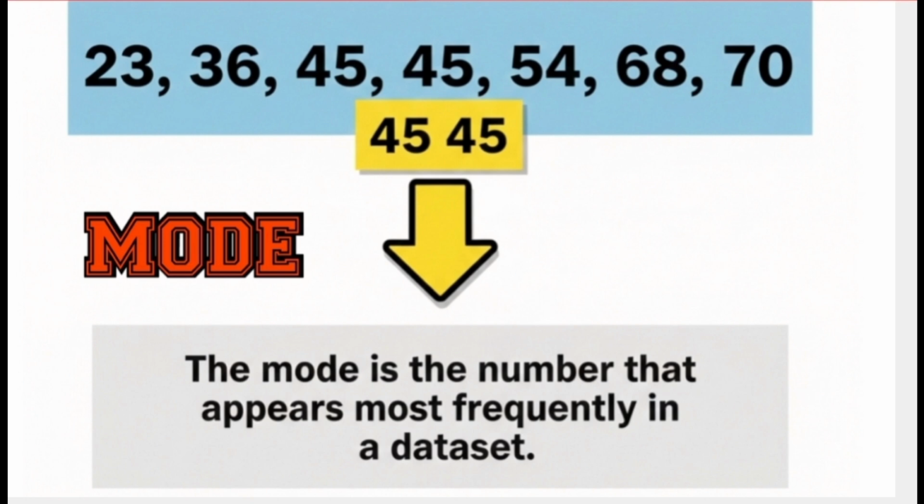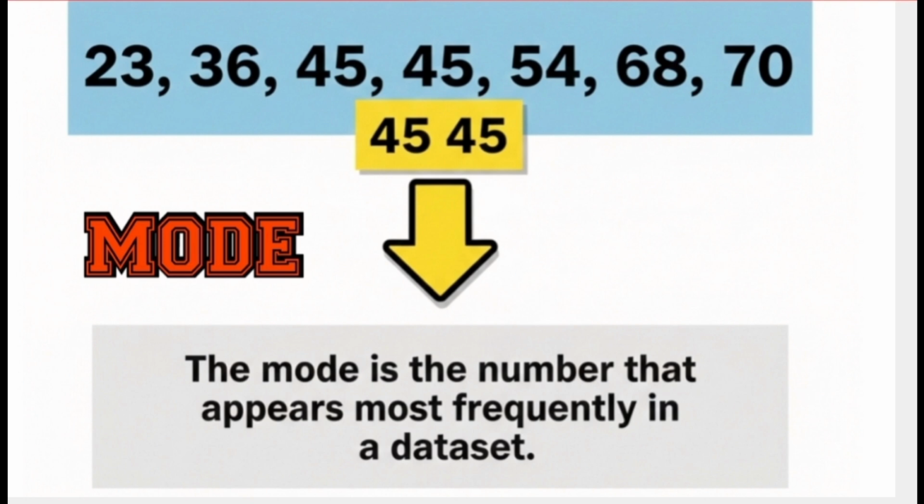She wrote the numbers on the board and turned to the class. Now, the mode is simply the number that appears most often. Think of it as the most popular number in the group. The learners leaned forward as she pointed at each number. So let's check how many times each mark appears.